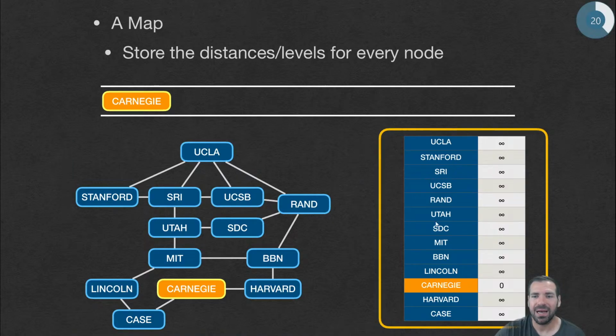And then finally, the hash map or a map, just any map, but hash map's the one we've been using, is going to track the distances of every node. So we're going to track for every single node in the graph, what's the distance from the starting node to that node.